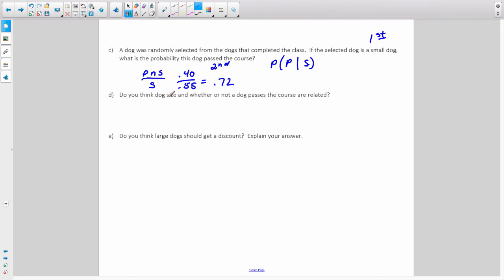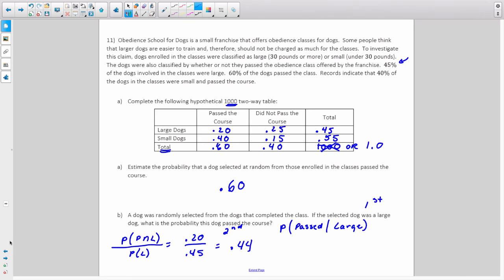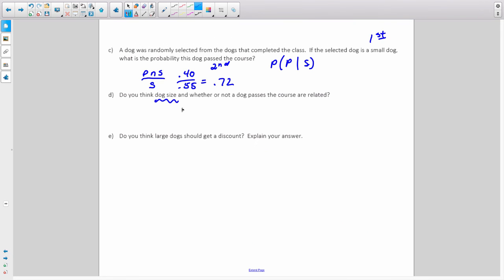Do you think dog size matters when it comes to passing the course? So did size have an issue with passing? Well, in C, small dogs passing is 72%. So if they were small, 72% of them passed. Whereas in B, if they were large, 44% of them passed. Absolutely. Small wins.